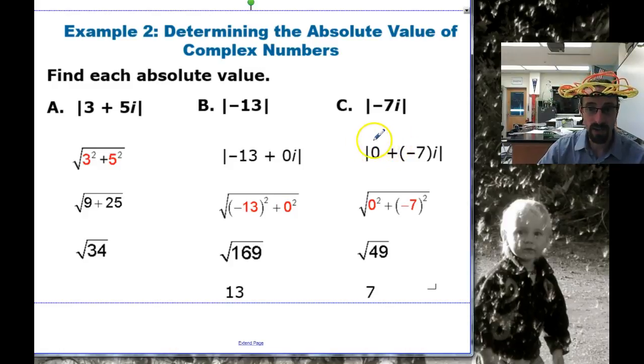Similarly here, when you have no real x coordinate, you just have an imaginary. Well, you're negative 7 units down, right? Square negative 7, you get 49, and the square root of that is 7.